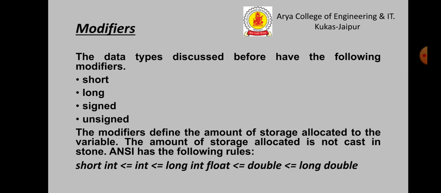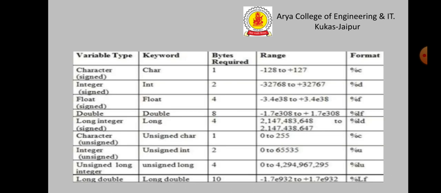Modifiers define the amount of storage allocated to the variable. They give us a range smaller than or greater than the basic or primitive data types. Here you can say that short int has a less range than integer type, whereas a long int has a range greater than integer data type. In the same way, float has a lower range than double data type, and long double has a higher range than the double data type.